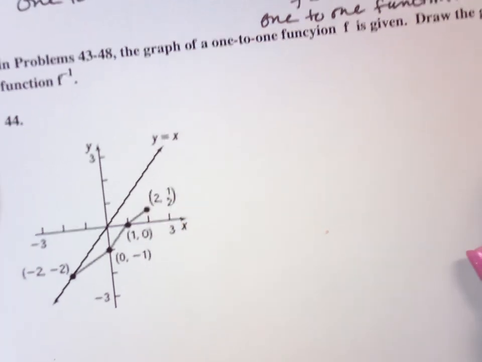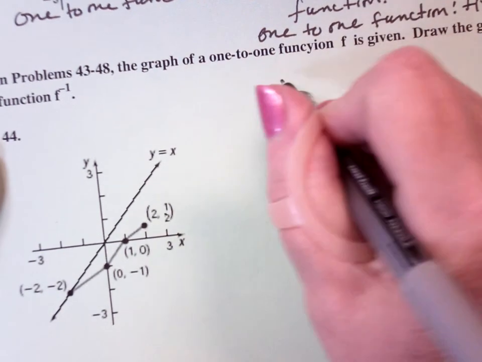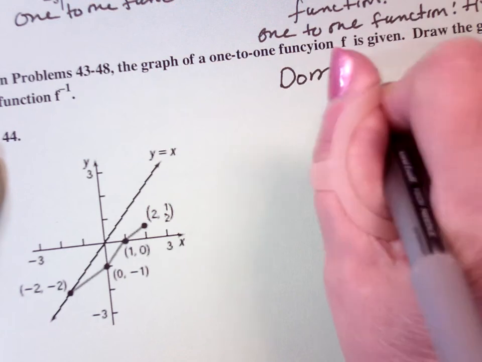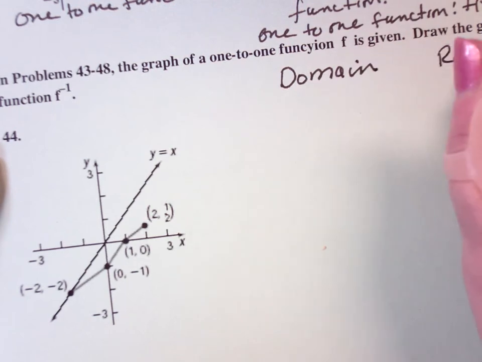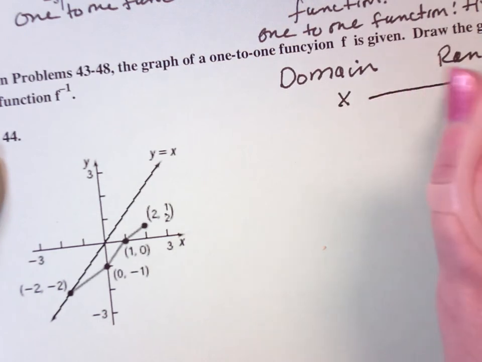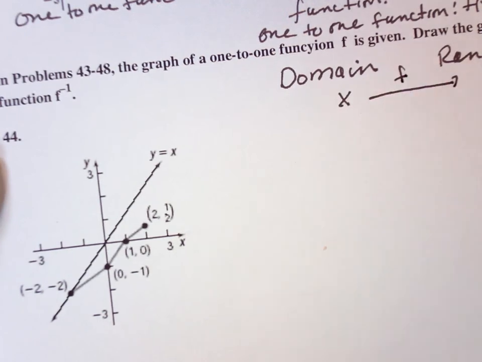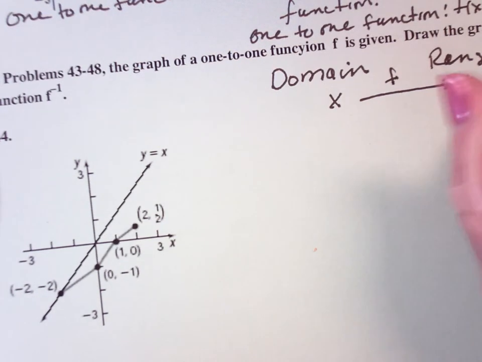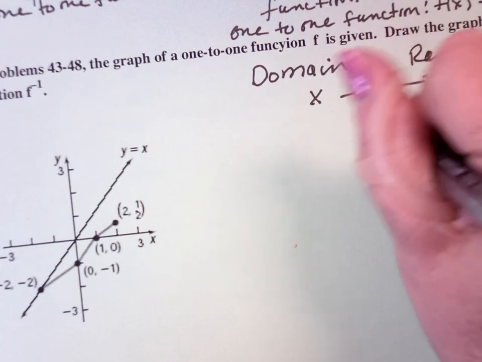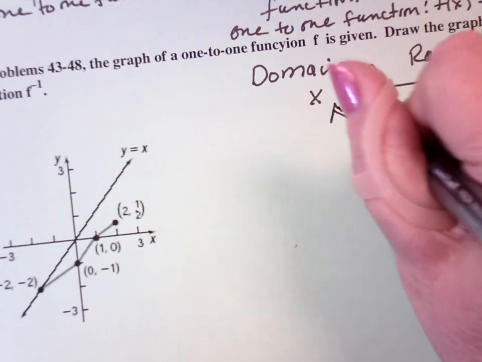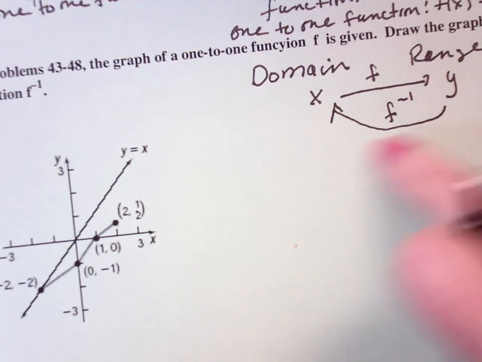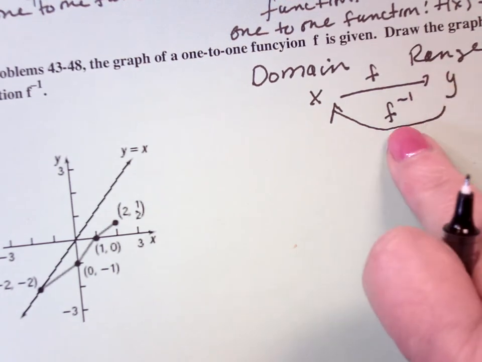Now remember what the inverse function does. If I look at the domain and I look at the range, the function takes the domain to the range. So x goes to y. The inverse brings y back to x. In other words, it completes the circle.